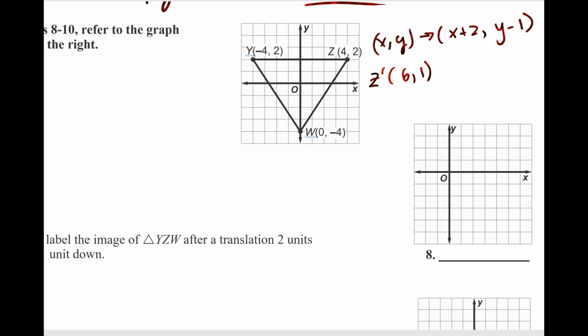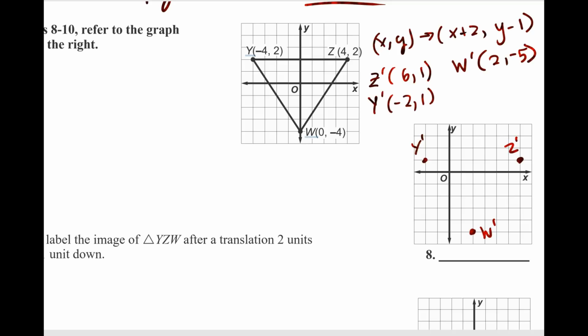Y prime, I know I'm all out of order. Y prime, we're adding 2, becomes negative 2, subtract 1, 1. And then W prime now becomes, we're adding 2, 2, subtract 1, negative 5. And now we're going to graph this. So 6, 1, 1, 2, 3, 4, 5, 6, 1 is Z prime. W prime is 2, negative 5, 1, 2, negative 1, 2, 3, 4, 5. W prime. And then Y prime is negative 2, 1.